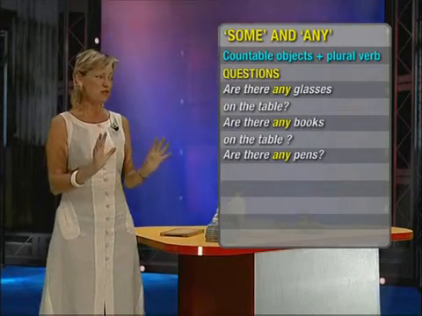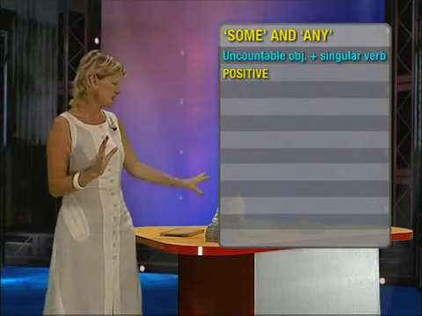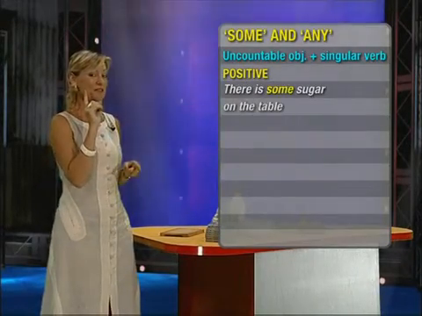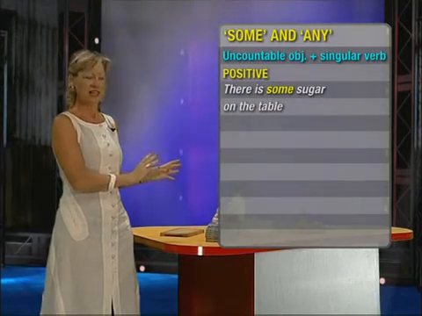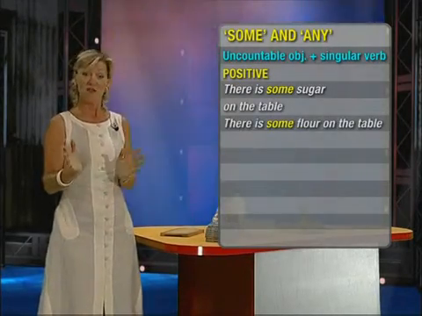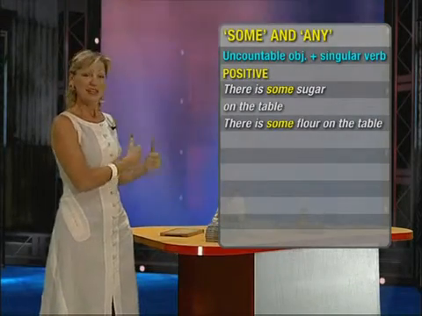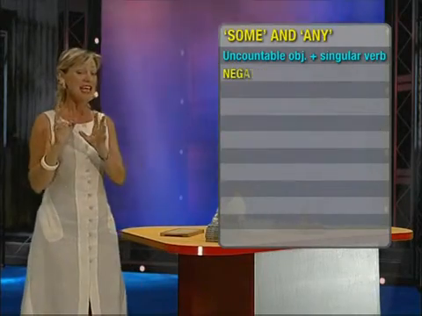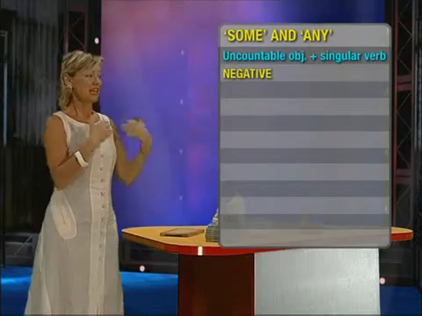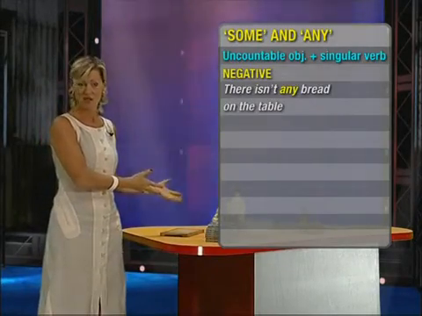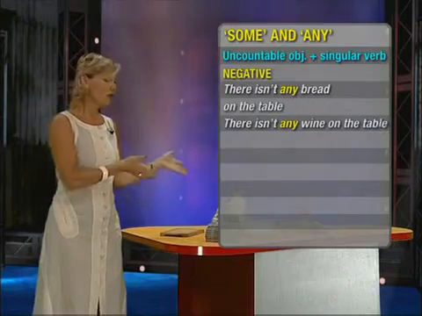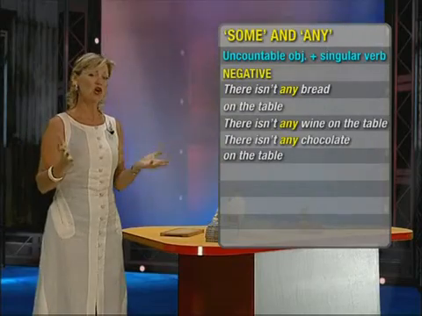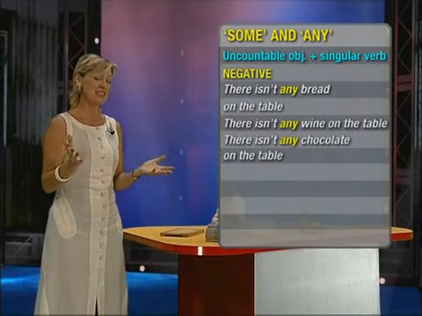Good. Now, let's move on to uncountable objects. These ones here. The examples are, there is, singular verb, some sugar on the table. There is some flour on the table. There is some water on the table. Okay? Negative, again, we use any. We say there isn't any bread on the table. There isn't any wine, a liquid, on the table. There isn't any chocolate on the table, all right?